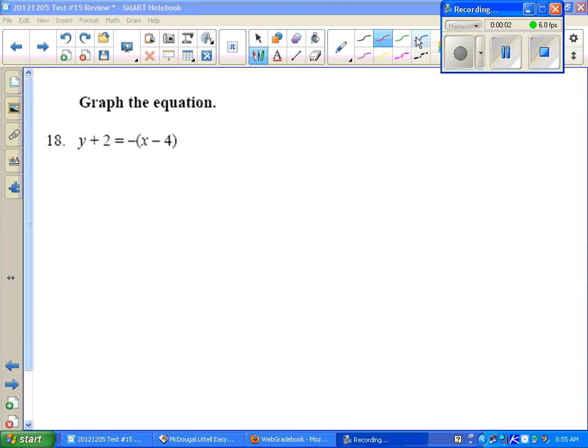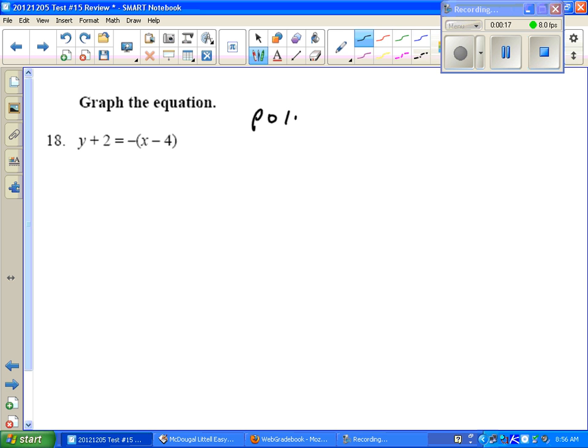Okay, this is test number 15. Again, this will be part 2 out of 2, starting off at number 18. It says to graph the equation y plus 2 equals negative x minus 4. Now, this is called point slope form, and it's called point slope form for a reason.